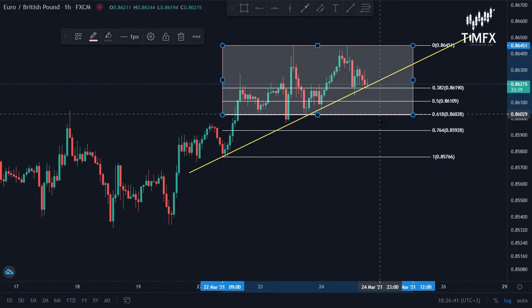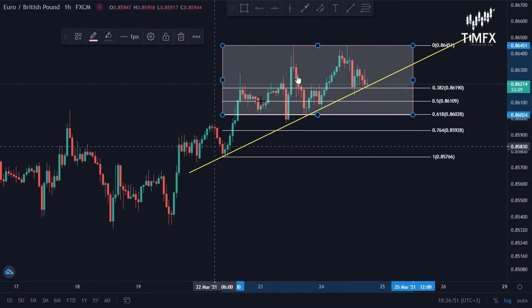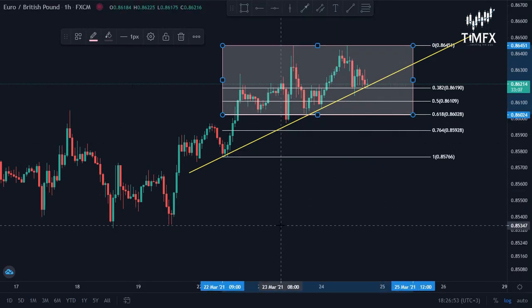So either it breaks through this box, which is the 61.8% Fibonacci level, or it goes back up and breaks through the 0% Fibonacci level, which signifies continuation of an uptrend. So since we are done with this uptrend, it's time for us to go for a downtrend. And for the downtrend, we'll be considering the GBPJPY currency pair.